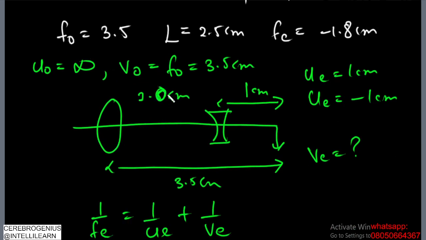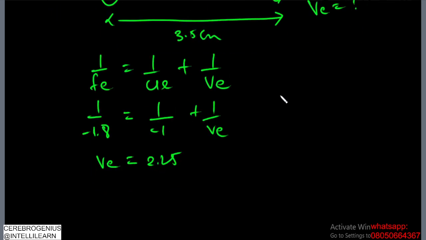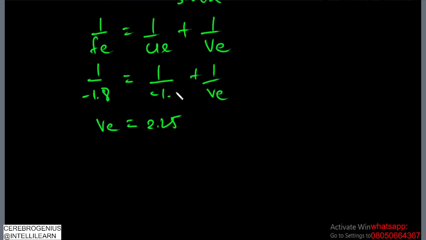This is 2 centimeter. So 3.5 minus 2, that's 1.5 centimeter. So this should be 1.5 centimeter. So here it's supposed to be 1.5. So I should get the answer like this. So yes, this is 9 centimeter. So this is going to be the final answer.